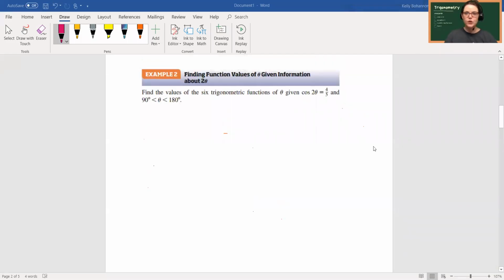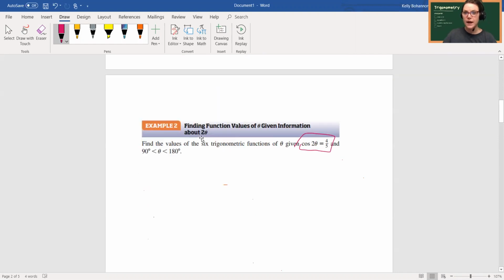Okay, example 2 from 5.5. We're doing double angle identities. So this time we're looking for the values of all 6 trigonometric functions, given that cosine 2 theta equals 4/5. So this time they gave us what a double angle equals.